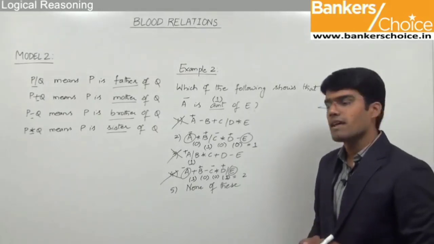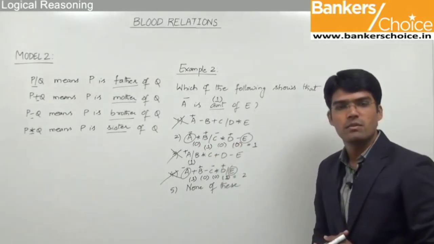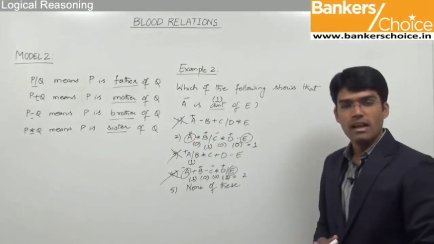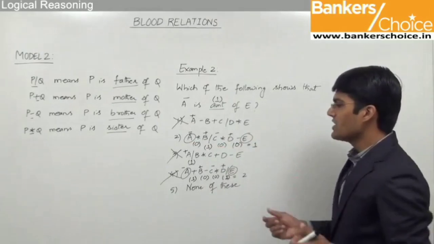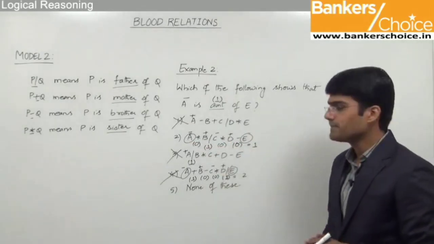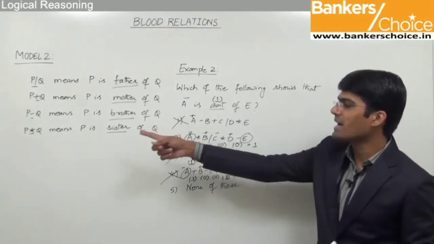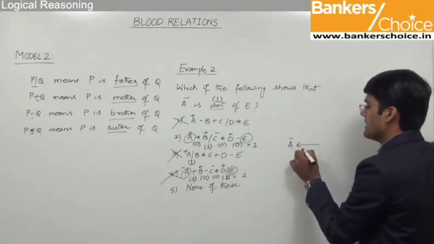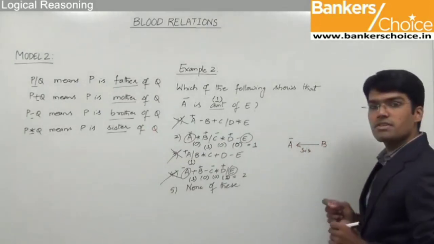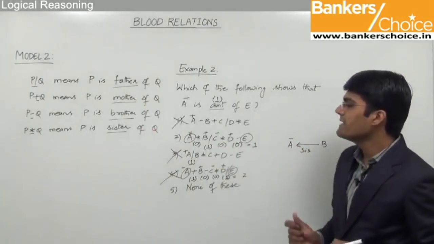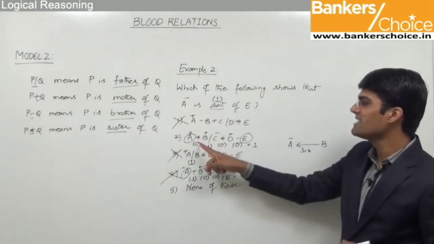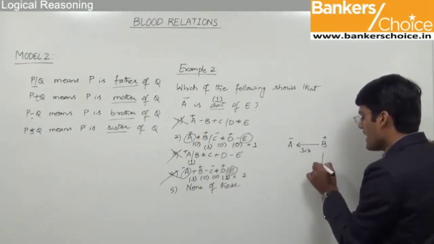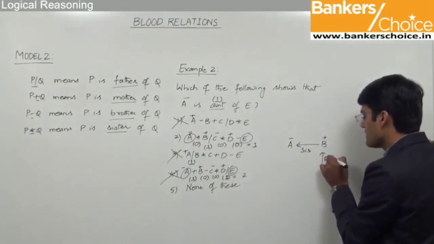But if you want to verify your answer, you can construct the family tree for option 2 and see if A is the aunt of E or not. Let us try to construct the family tree and check whether this is the correct relationship or not. A star B, star means sister, so we can say that A is the sister of B. So this is the relationship between A and B. B by C, by means father, so B is the father of C. So very clearly B is a male person and he is the father of C.